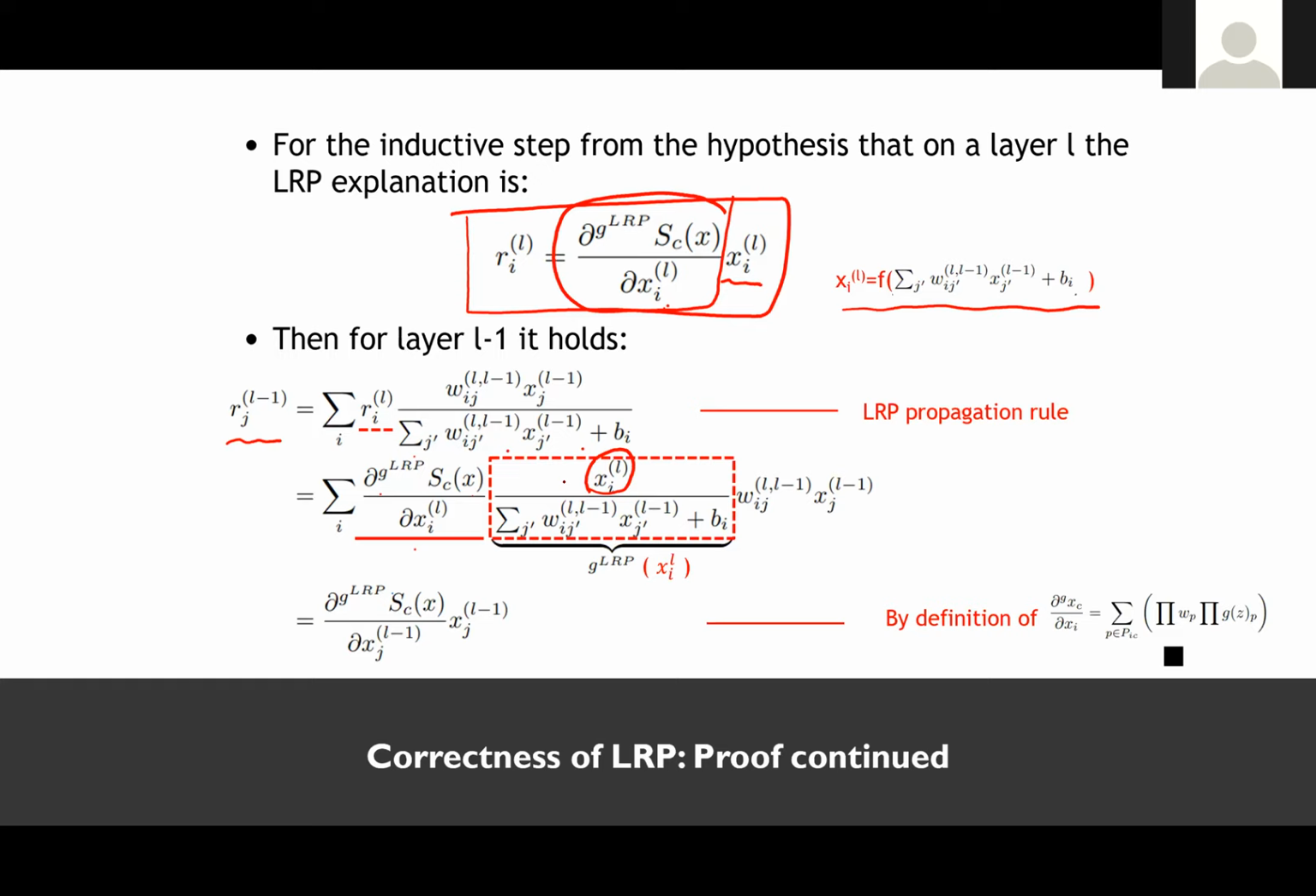And what we have to put is, instead of this value, we can substitute this value, f of Z i L, and Z i L, right? So then we can put that as G LRP and x i L. So that is by definition of f divided by Z, right?